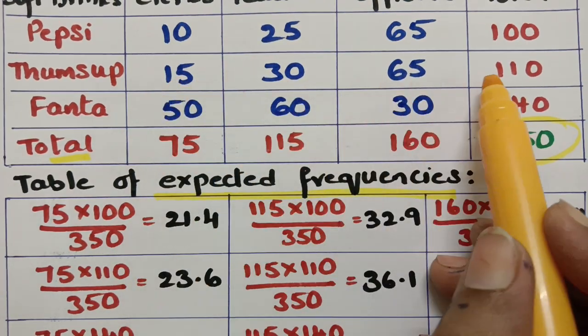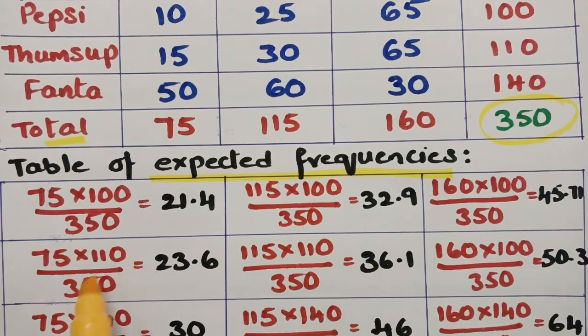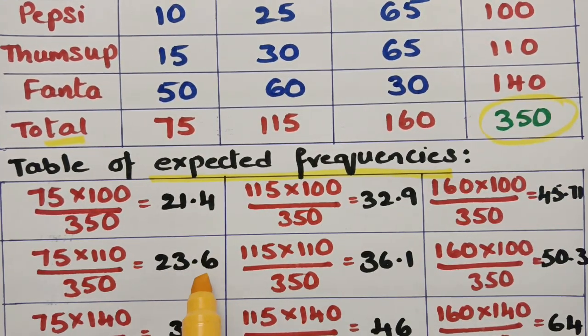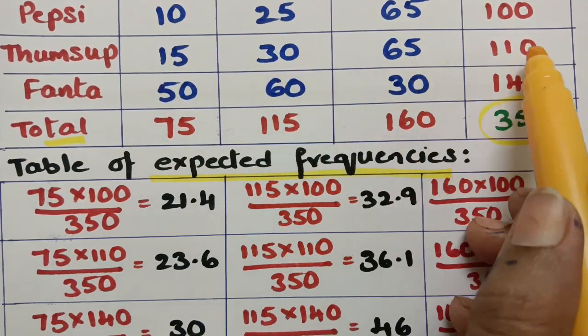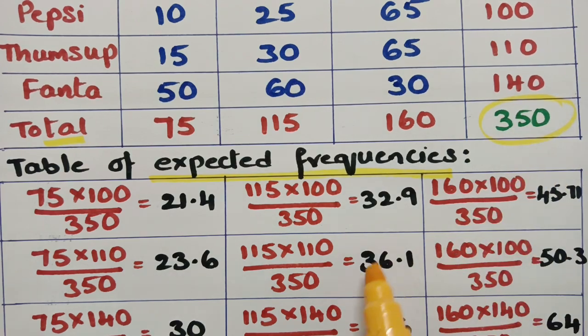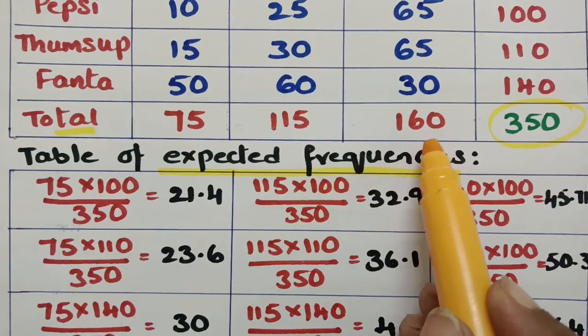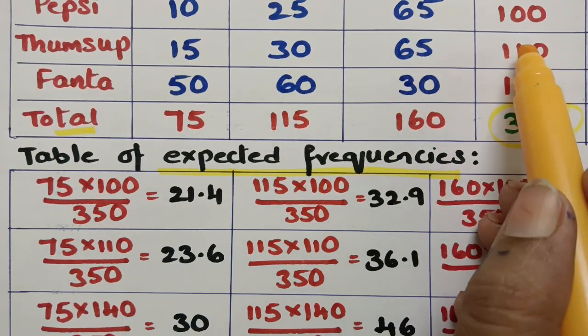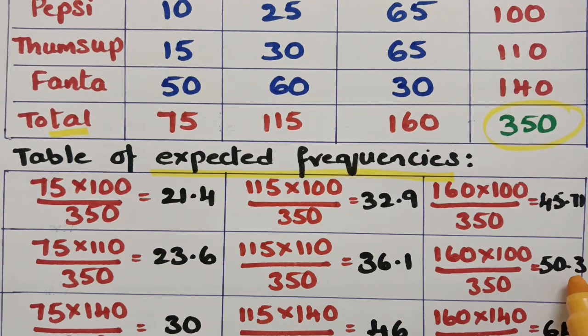For this Thumbs Up, for 15 also we have to take the column total, that is 75, and the row total is 110 divided by 350. That is 75 into 110 by 350, that is 23.6. For this position, it is 115 into 110 divided by 350, the value here is 36.1. And here for 65, the column total, 160 into 110 divided by 350, the value here is 50.3.